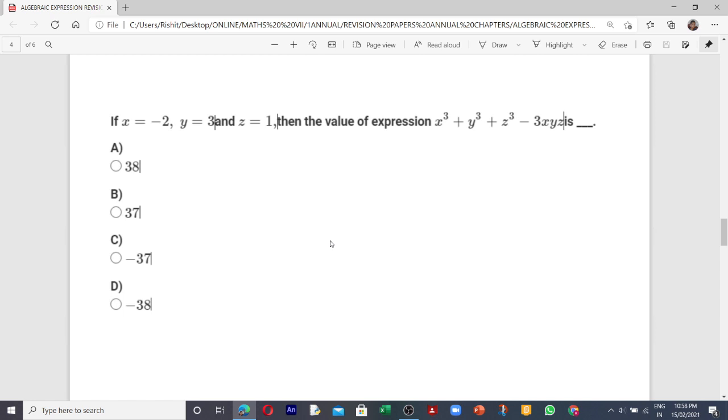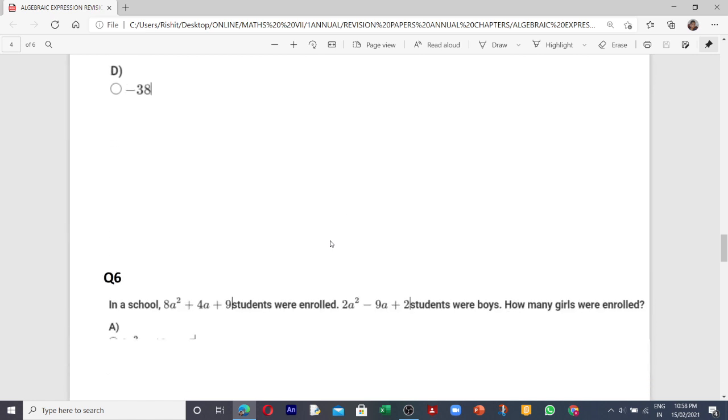And then ignore the bar, children. Vertical line को ignore कीजिए. 38 है वो, 381 नहीं है. A is 38, B is 37, C is minus 37 and D is minus 38. Many of you are giving the correct answer. Let's move to the next question.